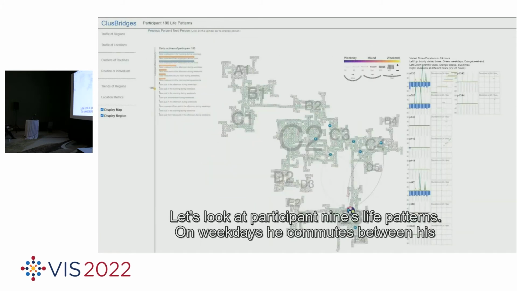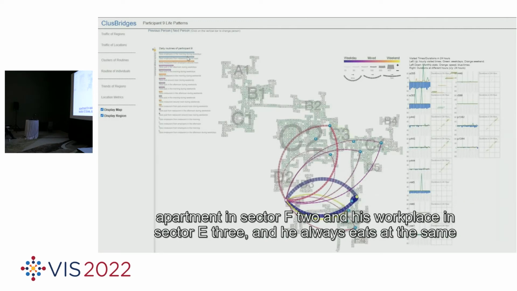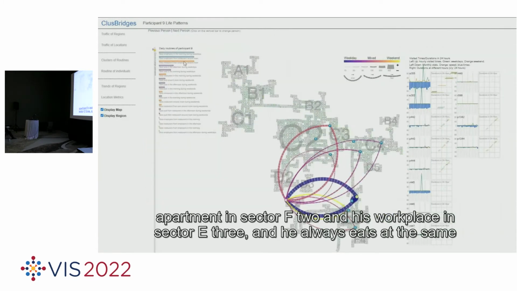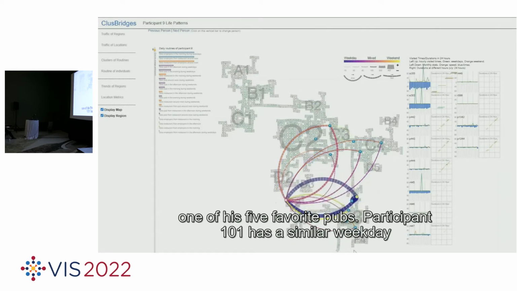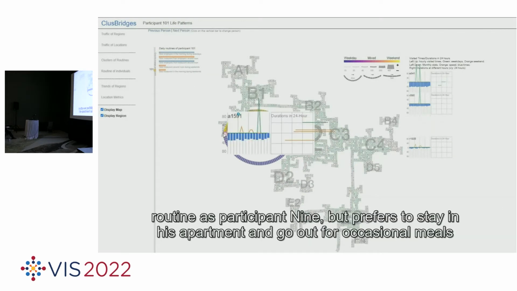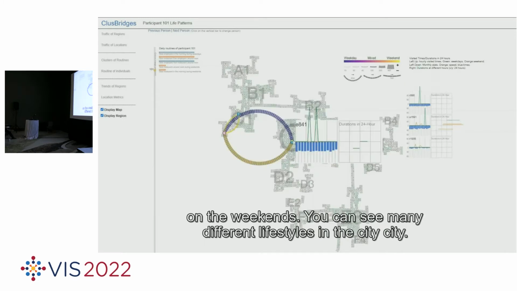Let's look at participant 9's life patterns. On weekdays, he commutes between his apartment in sector F2 and his workplace in sector E3, and he always eats at the same restaurant. On weekends, he goes to eat at a different restaurant and usually visits at least one of his 5 favorite pubs. Participant 101 has a similar weekday routine as participant 9, but prefers to stay in his apartment and go out for occasional meals on the weekends.